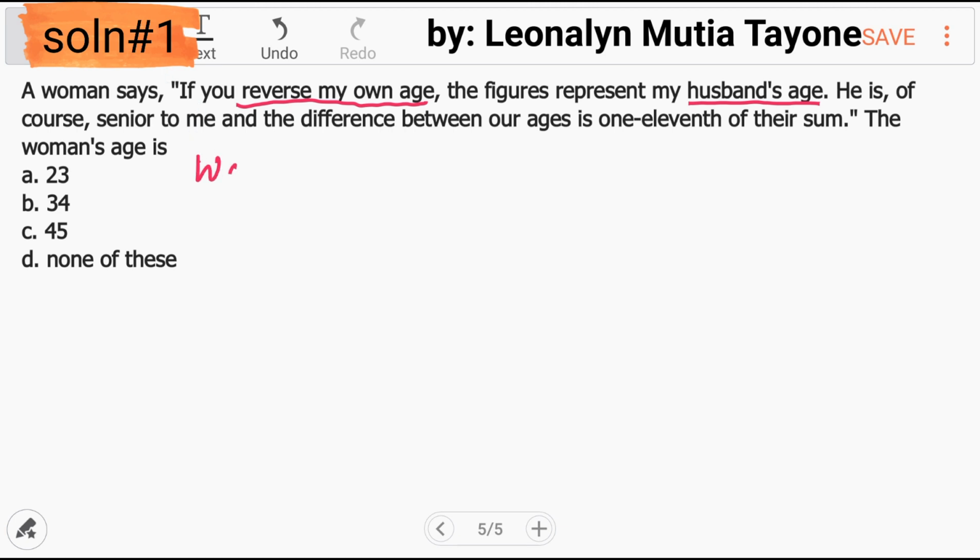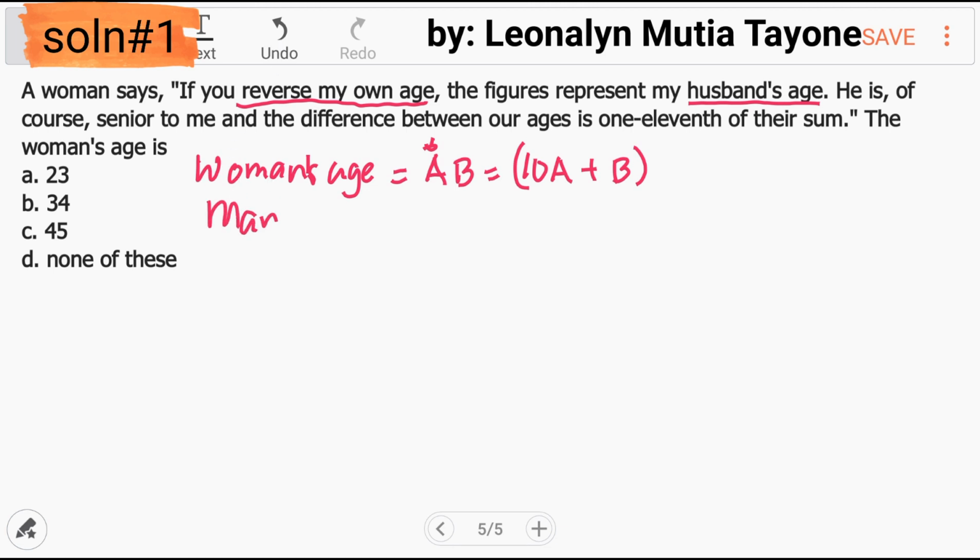So, ang woman's age is equals to, sabihin natin, si A at B. Since si A ay nasa tens, so that will be 10A plus B. Yan yung edad ni babae. Now, ito naman si husband's, man's age, kabaliktaran, BA. Since si B dito sa lalaki ay yan yung nasa tens place, kaya 10B plus A, yan yung edad ni lalaki.